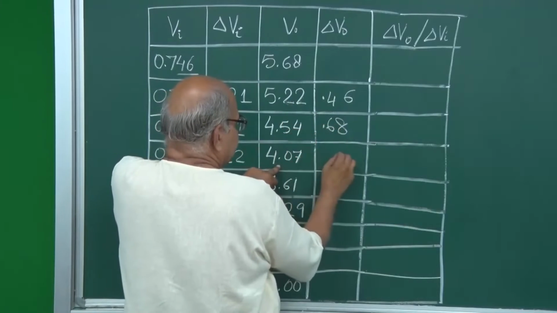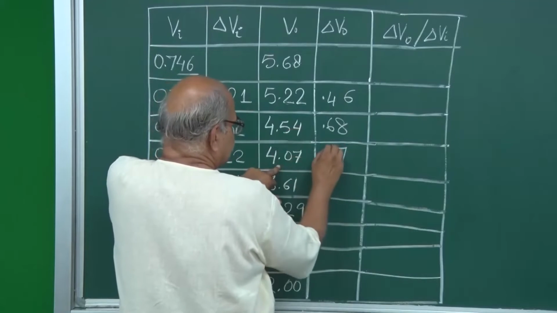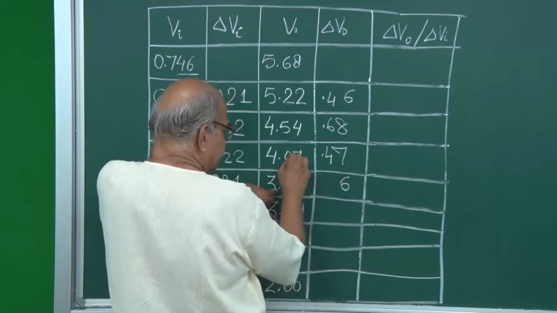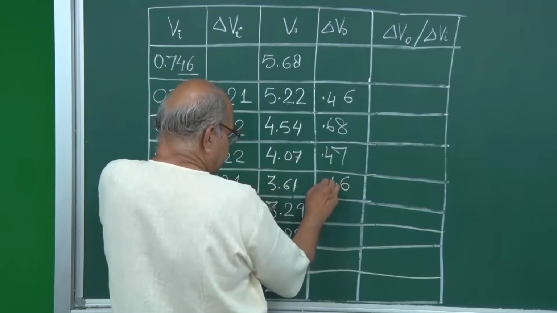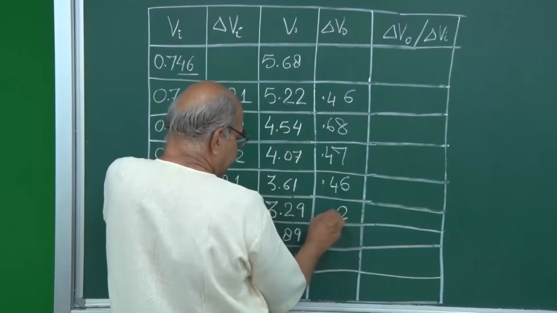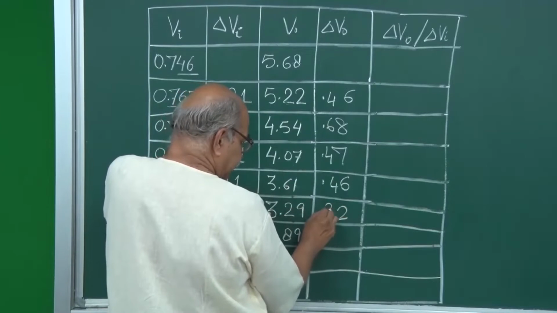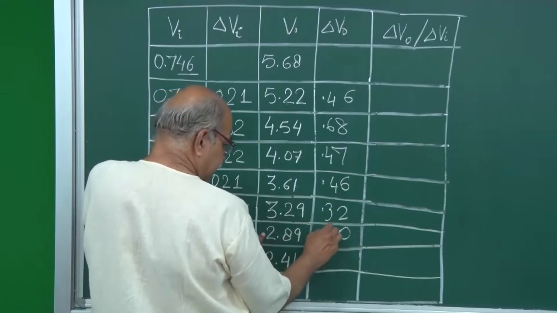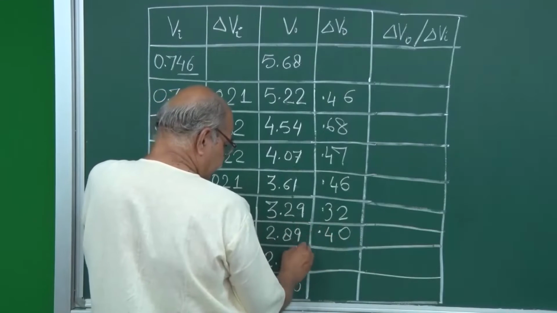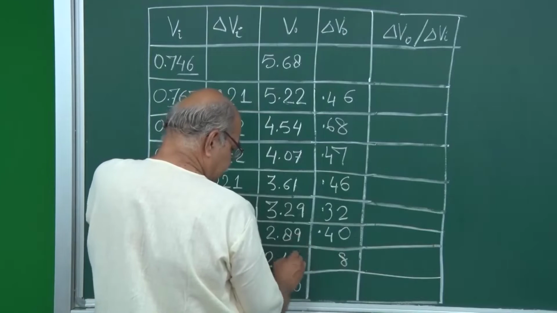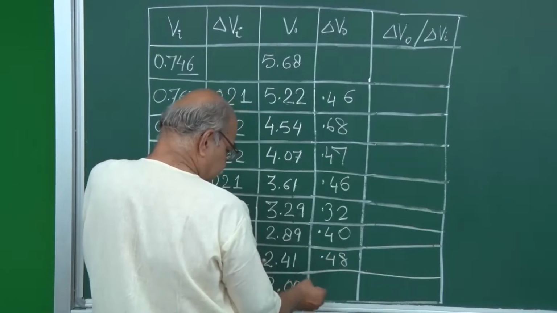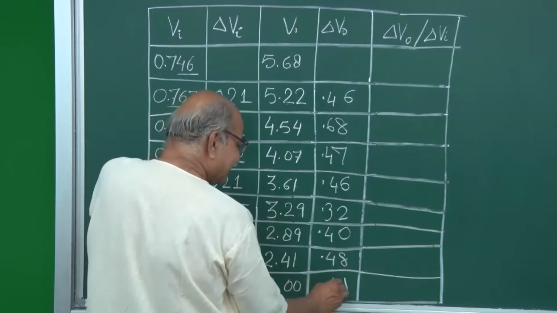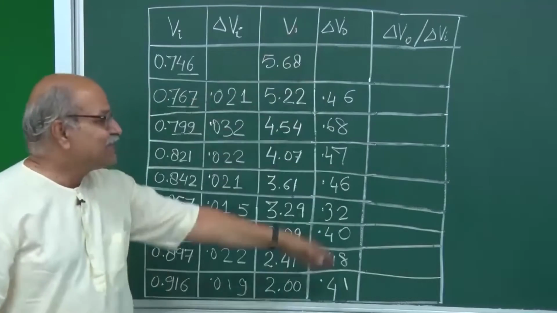Here it is 14 minus 7 is 7, and 4 minus 0 is 4. Here it is 7 minus 1 is 6, and 10 minus 6 is 4. Then here it is 11 minus 2 is 9, and 5 minus 2 is 3. Then 9 minus 9 is 0, and 12 minus 8 is 4. Then 9 minus 1 is 8, and 8 minus 4 is 4, and then 1 minus 0 is 1, and 4 minus 0 is 4. Okay. So this is delta VO.